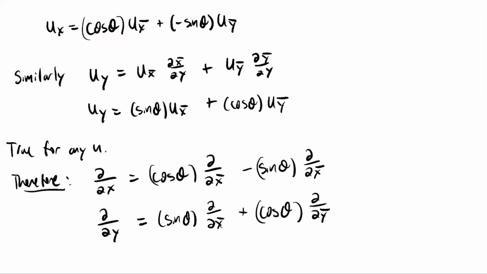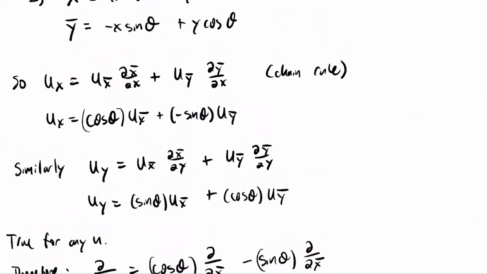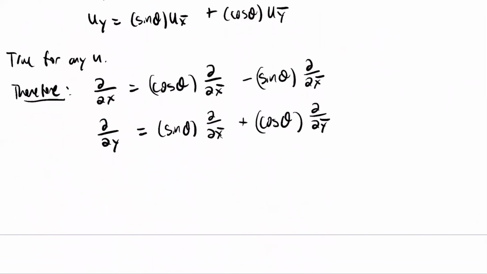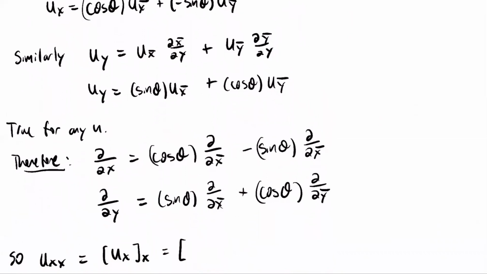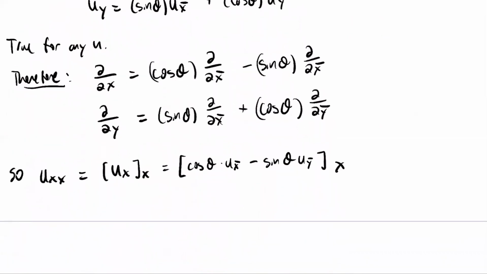Okay, and now let's continue calculating. We don't just want first derivatives, we want second derivatives. So now let's calculate u_xx using this. Remember, this is the same thing as the x derivative of just u_x, and we have a formula for u_x. So this is cosine theta times u_x bar minus sine theta times u_y bar, and we're taking the x derivative of all of that.